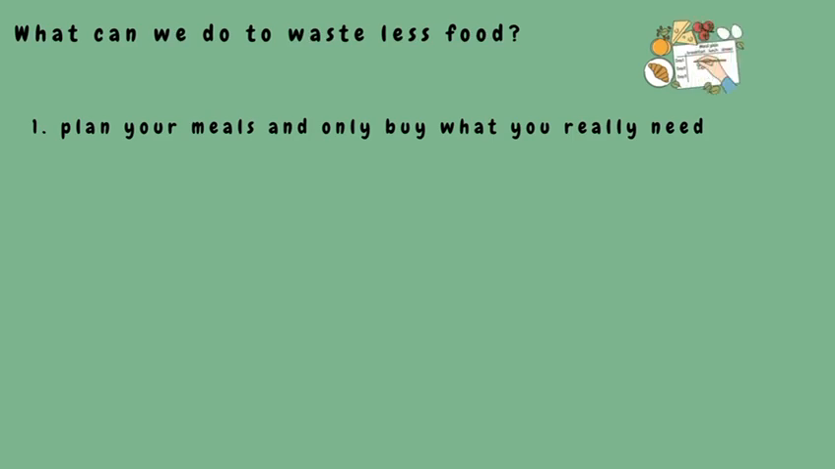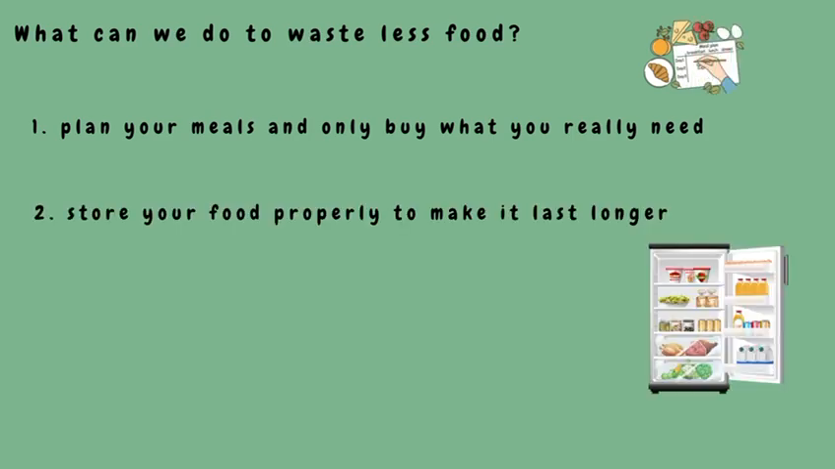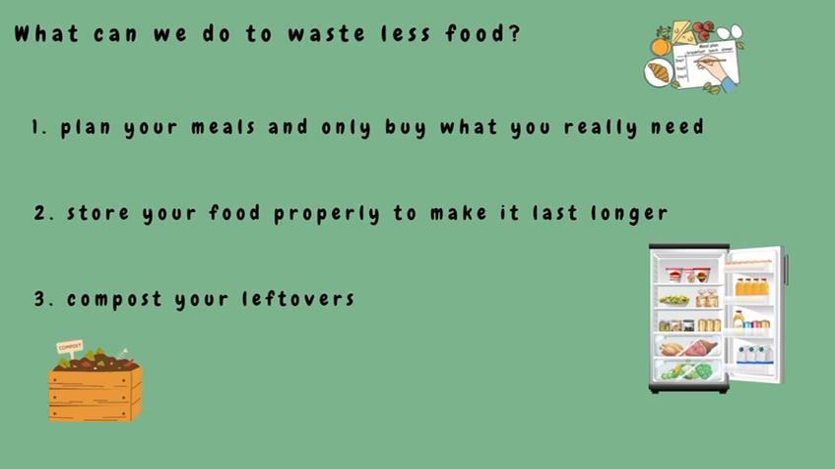Firstly, plan your meals and only buy what you really need. Secondly, store your food properly to make it last longer. This way, you'll throw away less. And finally, compost your leftovers instead of throwing them in the trash. Composting is great for the environment. Food wasting is a big problem, but we can do something about it. Every small change helps. Wasting less food saves money, resources, and the planet.